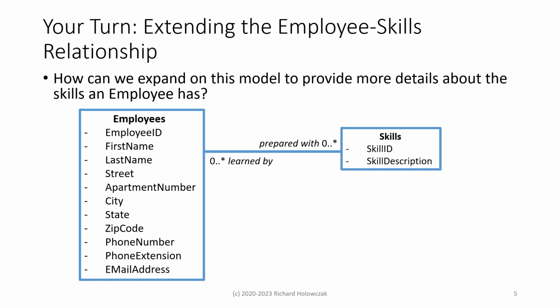Now it's your turn. Can you think of a way we can expand on this model to provide even more details about the skills an employee has? Think about some of the work that we did in Part 2, where we looked at many-to-many relationships, maybe between vendor and product, and see if you can apply what you learned in Part 2 to this situation. I invite you to pause the video and try it. We'll take a look in a few minutes at what one potential solution might be.